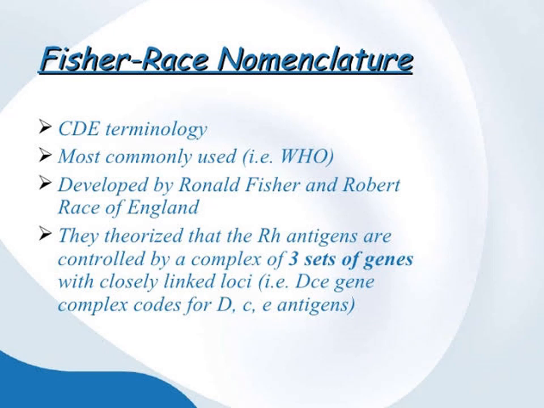Fisher-Race's nomenclature. So this is Fisher and Race's hypothesis. The RH factor involves three different pairs of alleles located on three different closely linked loci on the chromosome pair. So the CDE is the terminology most commonly used by the World Health Organization, developed by Ronald Fisher and Robert Race of England.